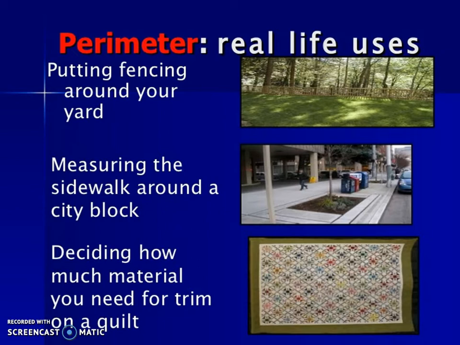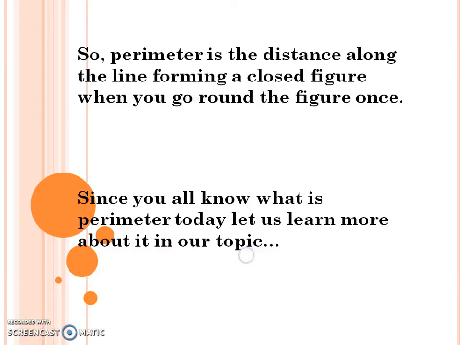First is putting fencing around your yard. If you want to put a fence around your yard, you need to know the perimeter. Measuring the sidewalk around a city block, you need to know the perimeter. Deciding how much material you need for trim on a quilt. So perimeter is the distance along the line forming a closed figure when you go round the figure once.